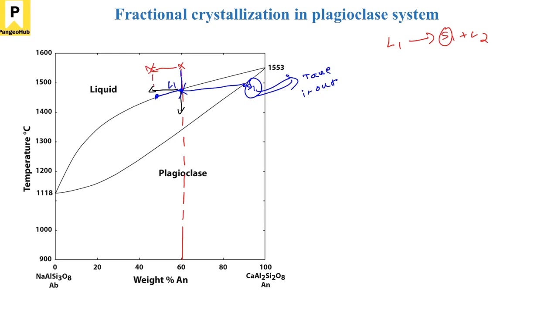What will happen? Again, I'll crystallize this. From here, I'll crystallize solid S2, and then S2 is again removed. So as S2 is removed, I move from liquid L2 to L3. Now this becomes my new bulk composition. So you see, the bulk composition is slowly changing.